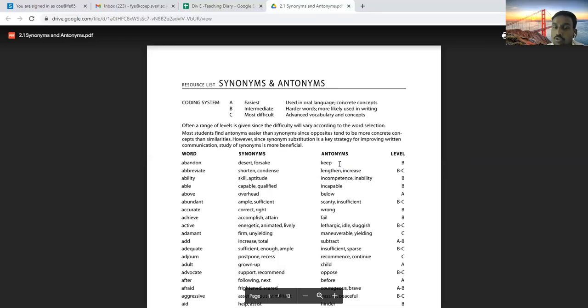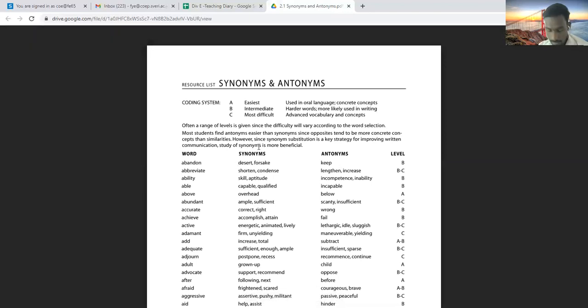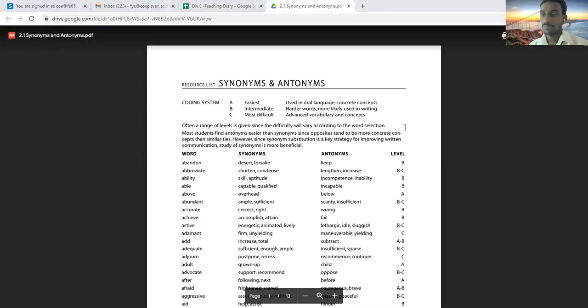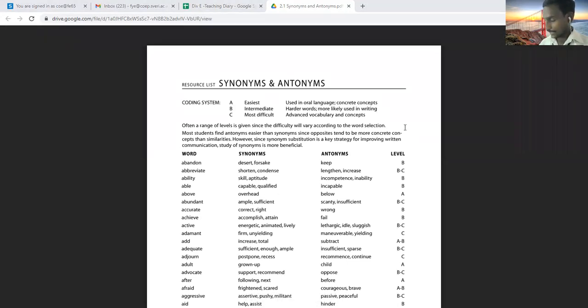And when you open this document, you will get the list of words which are having synonyms and antonyms. And this list is again having its difficulty level also. So there are 3 difficulty levels. If the word is very simple or if it is easiest, then it's A. B means it is medium, and C means it is difficult. So depending upon the words you come across, that level is also decided.